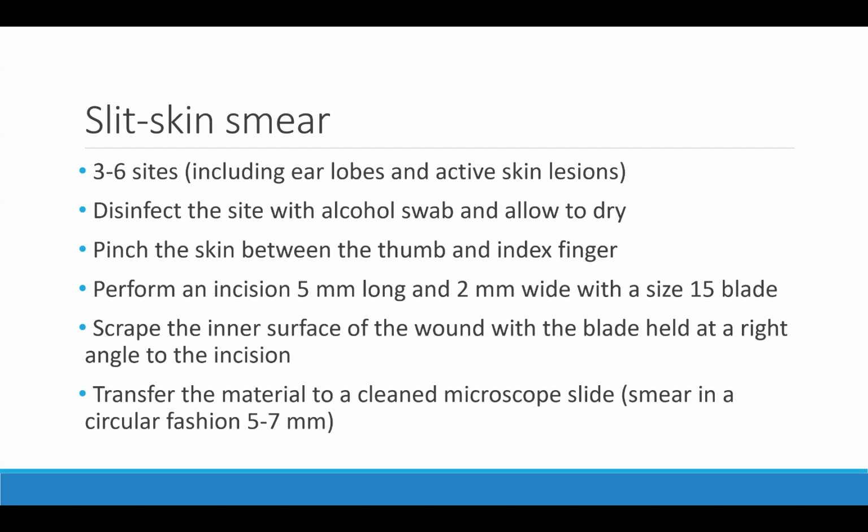You disinfect the site with alcohol swab and allow it to dry. Pinch the skin between the thumb and index finger and perform an incision 5 mm long and 2 mm wide with a size 15 blade. Next, scrape the inner surface of the wound with the blade held at a right angle to the incision and transfer the material to a clean microscope slide. Smear in a circular fashion, roughly about 5 to 7 millimeters in diameter.